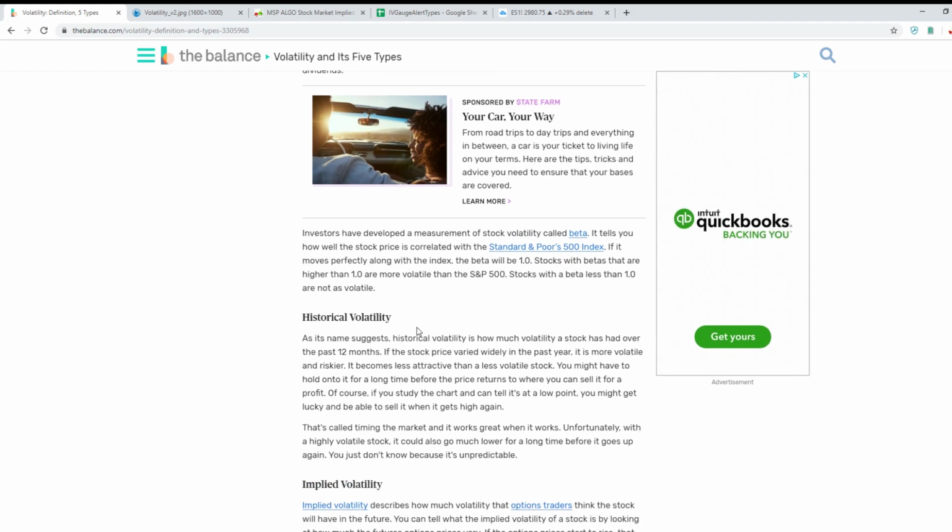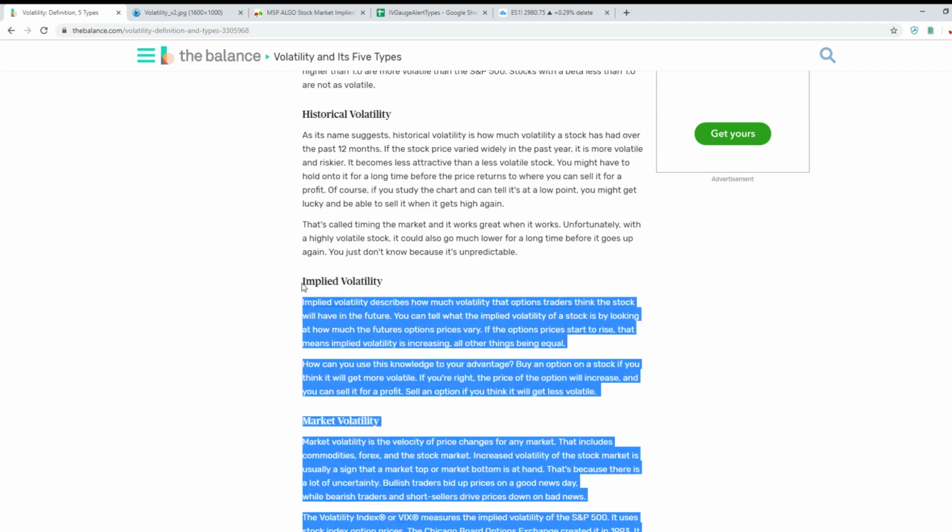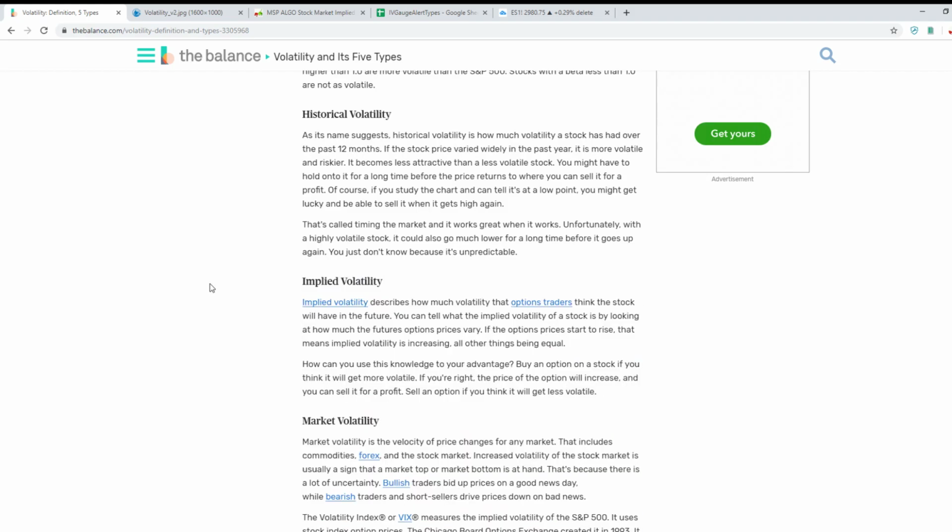Okay, then we have historical volatility. As its name suggests, historical volatility is how much volatility a stock has over the past 12 months. And then we have implied volatility, which is what our gauge is. And we'll go further into that application and learn how to read it.